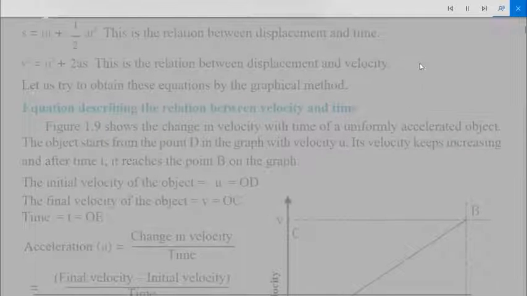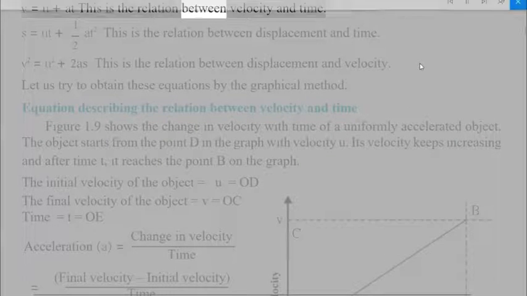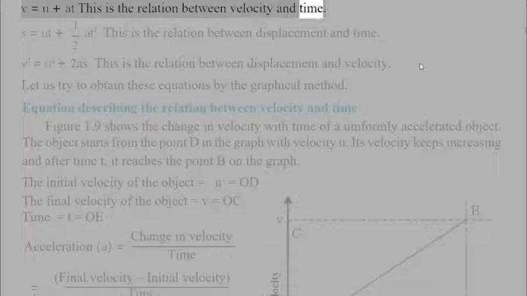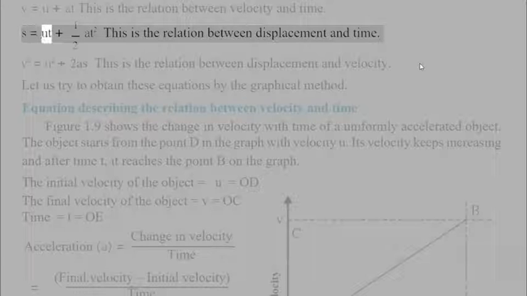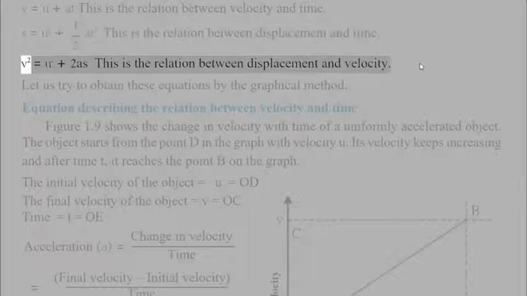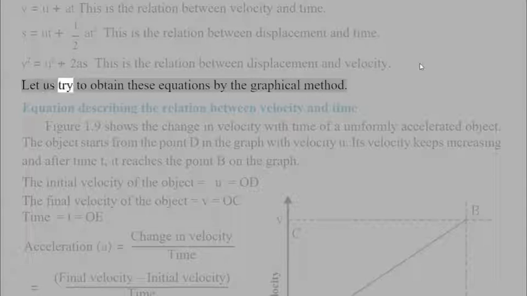v equals u plus at. This is the relation between velocity and time. s equals ut plus half at squared. This is the relation between displacement and time. v squared equals u squared plus 2as. This is the relation between displacement and velocity. Let us try to obtain these equations by the graphical method.